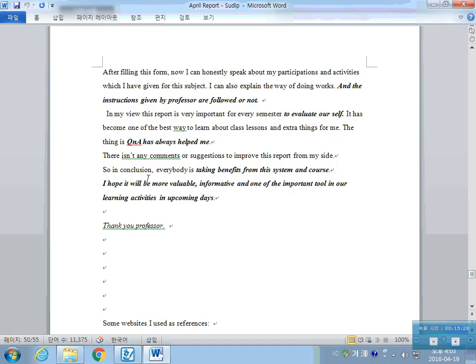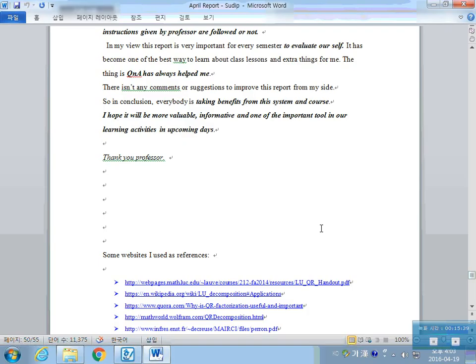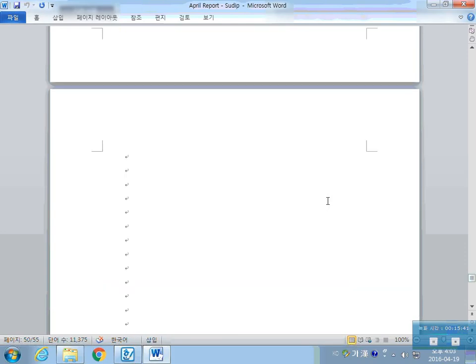I have mentioned it like this. So in conclusion, everybody is taking benefits from this system and course. I hope it will be more valuable, informative, and one of the important tools in our learning activities in the upcoming days. That is my final note.